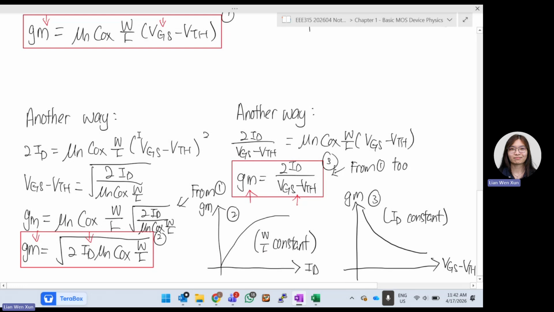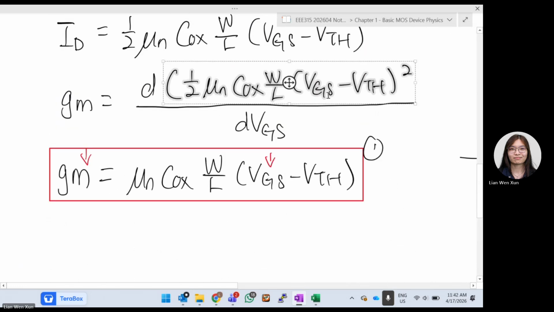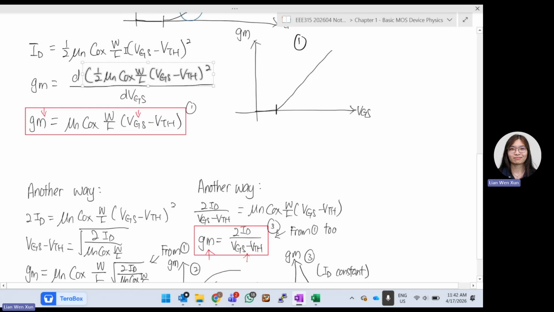There is another way, the second way. We can say that ID equals 1 over 2 mu n Cox W over L, VGS minus VTH squared. What if I just move this half to the left hand side? Instead of times 1 over 2, I move it to the other side, so it becomes 2ID over mu n Cox W over L equals VGS minus VTH squared. So this equation and this equation are the same thing.